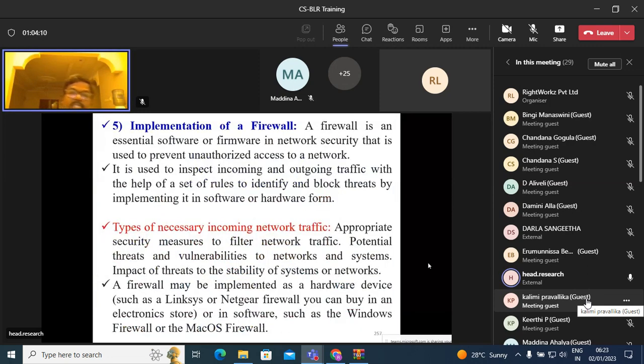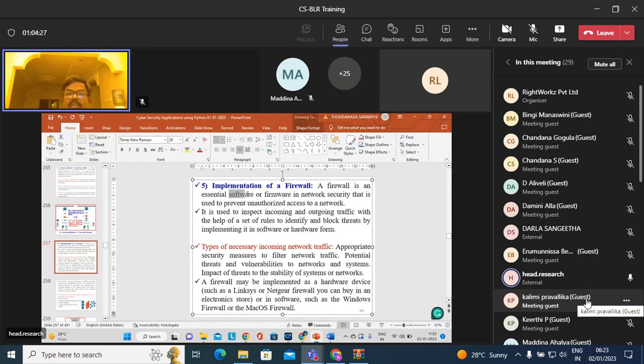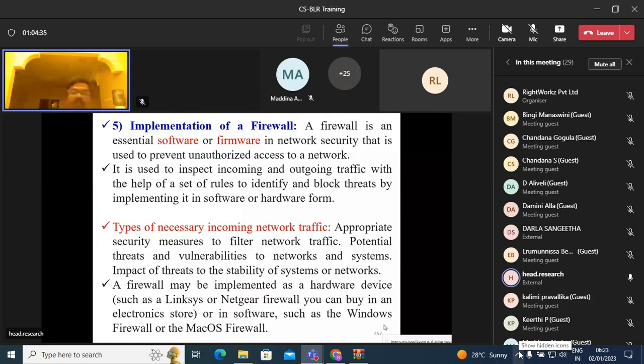Then the last but one, implementation of firewall. A firewall is an essential software or hardware in network security that is used to prevent unauthorized access to a network. Why are we using a firewall at the network level? How do you protect the data? How do you secure the data from unauthorized persons? It is used to inspect the incoming and outgoing traffic. A firewall monitors how much incoming and outgoing traffic there is, with the help of a set of rules, to identify and block threats by implementing it in software or hardware form. So that is called a firewall.